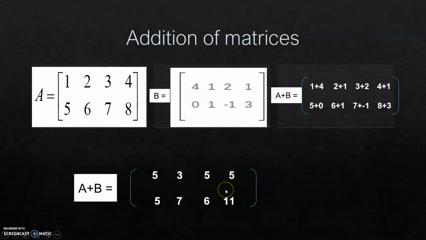So this is the way to add two matrices. This is what addition of two matrices is about. The only condition is that the given matrices A and B must be in the same order. Only then can we find the sum. Otherwise, it is not possible. So all these are about addition.